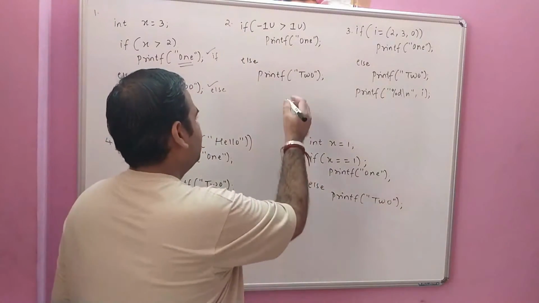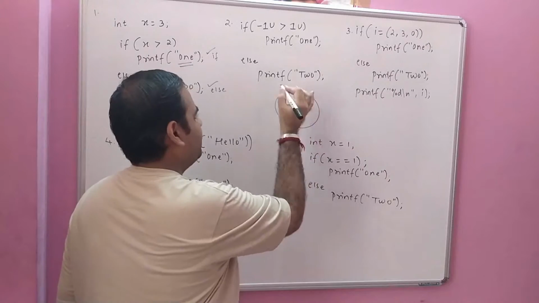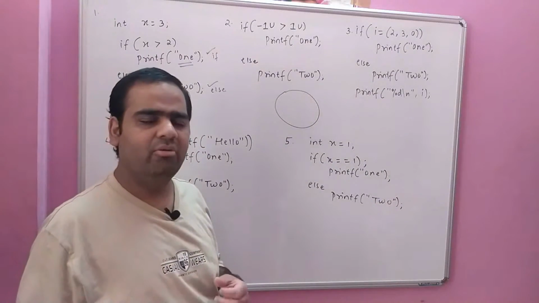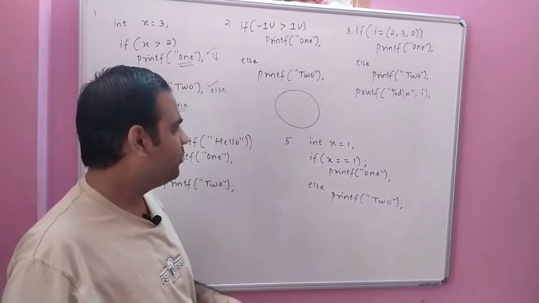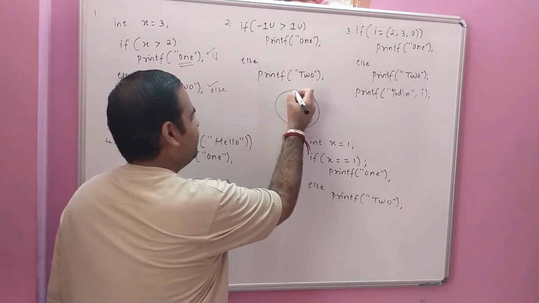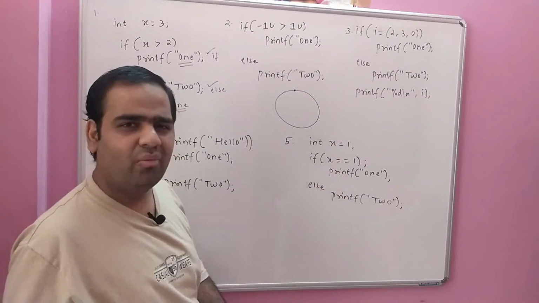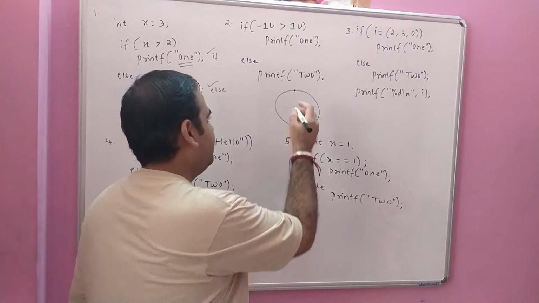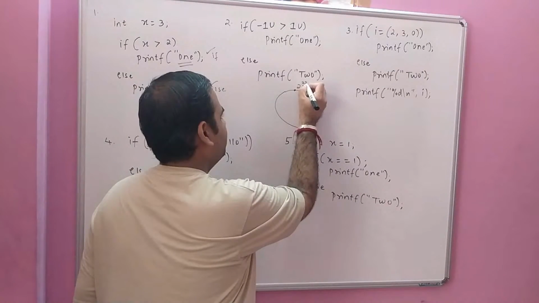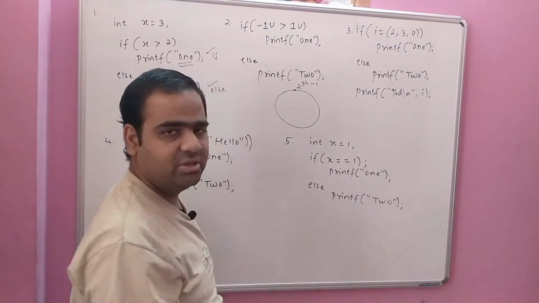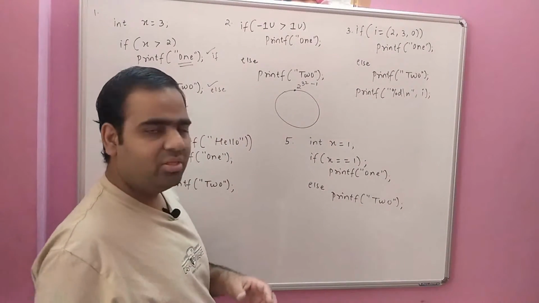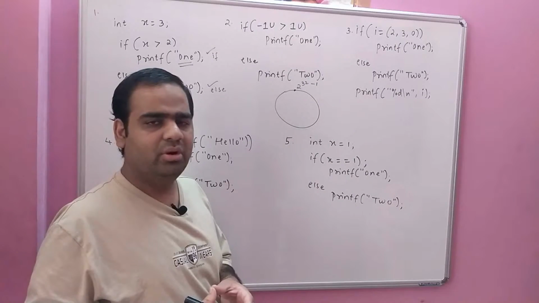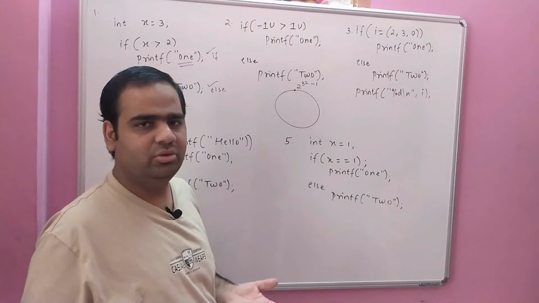Let us see. These integers can be considered as a set arranged in a circular format where it starts with the greatest value. Now what is the greatest value that can be stored in an unsigned integer? It is 2 to the power 32 minus 1. That is the greatest number. And what is the least number that can be stored in an unsigned integer? It's 0. We know it.